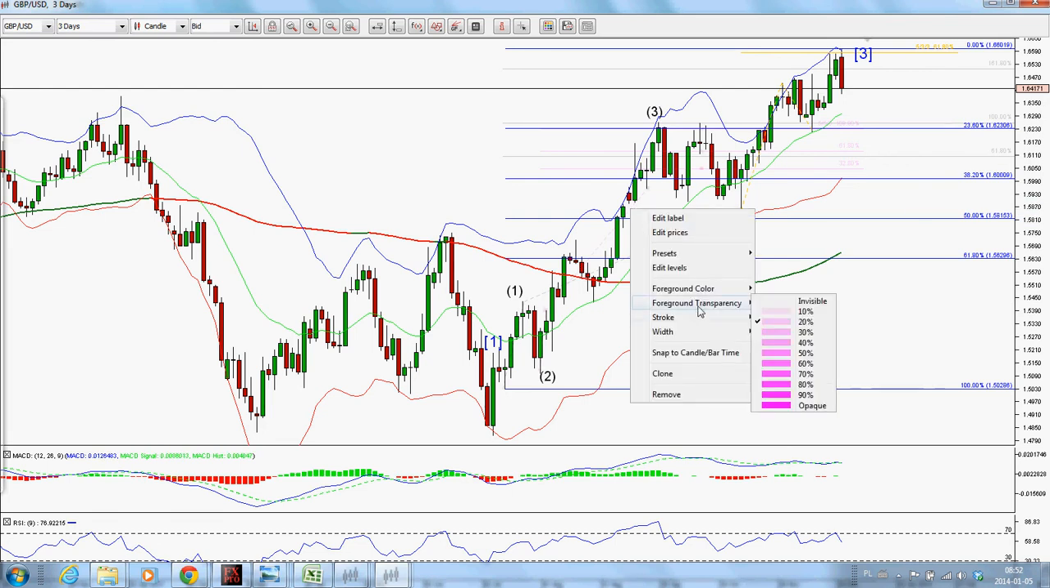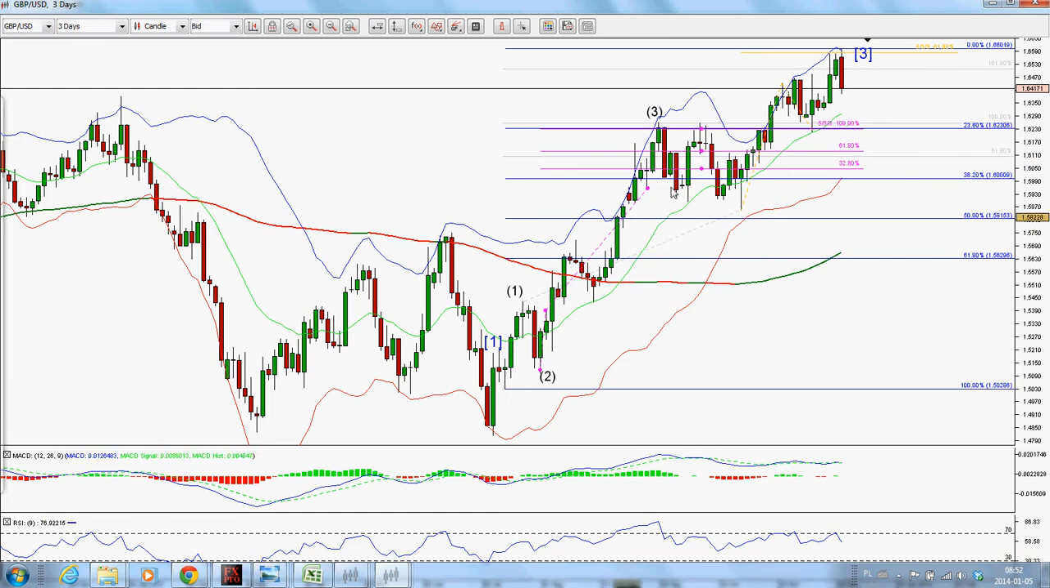What is very nice regarding this JForex, you can set your transparency. You can hide it a little bit, and this is the development in the third wave, which was also extended: 1, 2, 1, 2, 3, 4, 3, 4, and 5, and this 5 has ended very nicely at this 100 Fibo level. Okay, so I set it back.